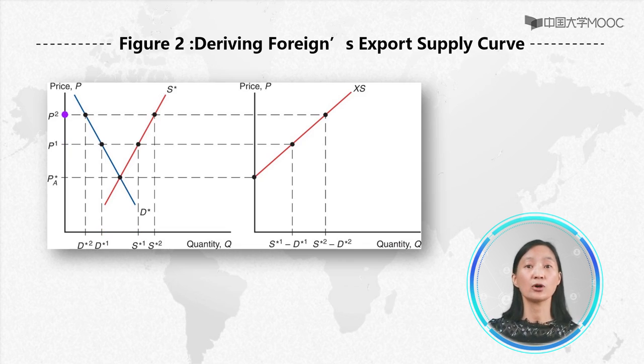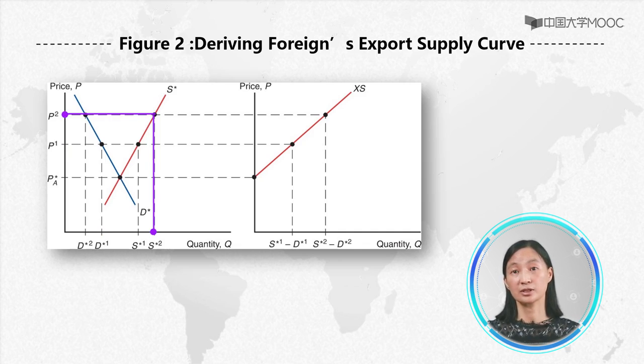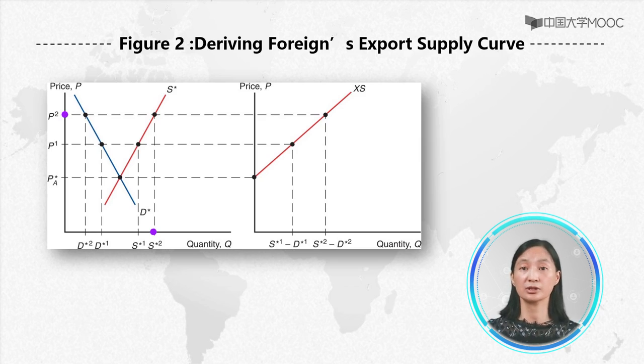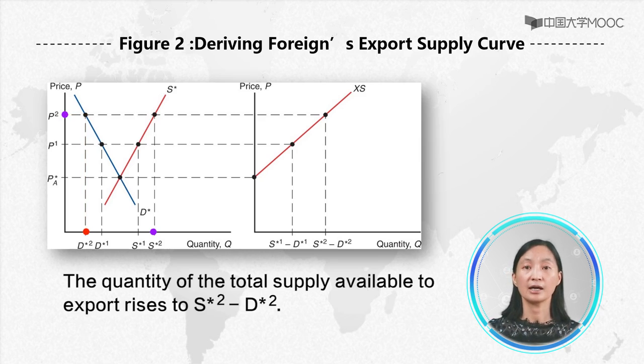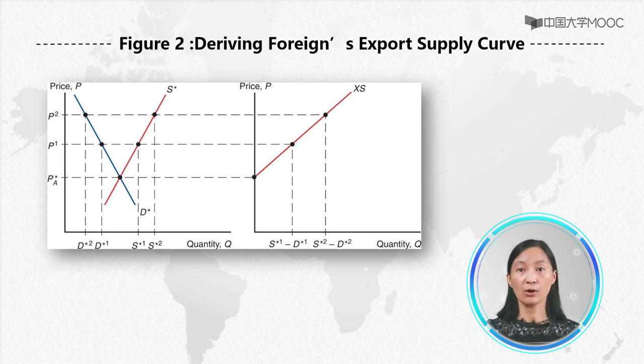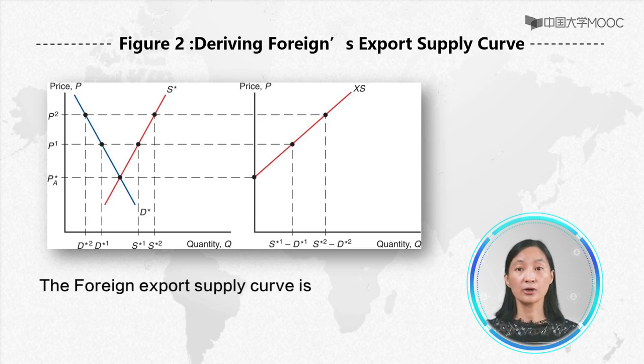At point 2, foreign producers raise the quantity they supply to S*2, and foreign consumers lower the amount they demand to D*2. So the quantity of the total supply available to export rises to S*2 minus D*2. Because the amount of goods available for export rises as the price rises, the foreign export supply curve is upward sloping.